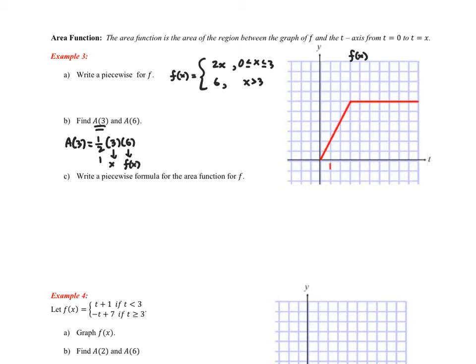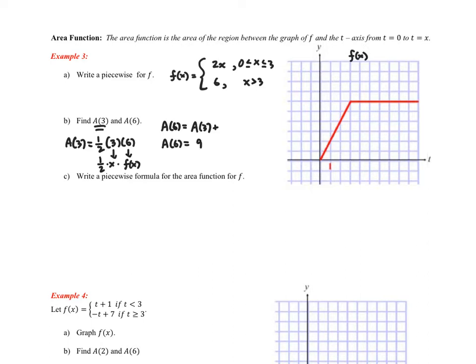Okay, that's interesting. And the 1/2 won't change on that interval due to the fact that it's a triangle. Okay, let's find A of 6. A of 6 would be A of 3, so the area accumulated, plus then the area accumulated afterward. So let's find A of 3.